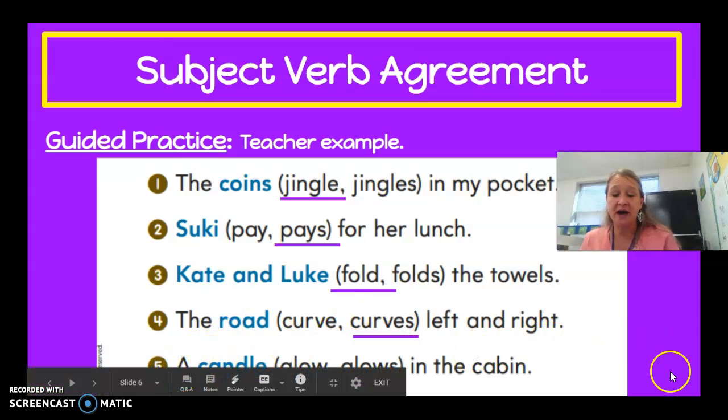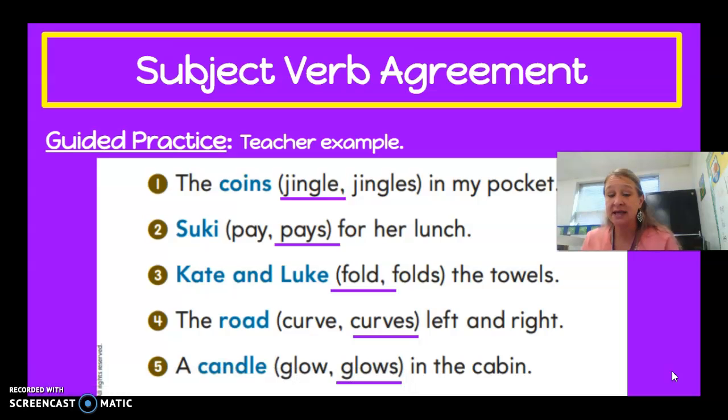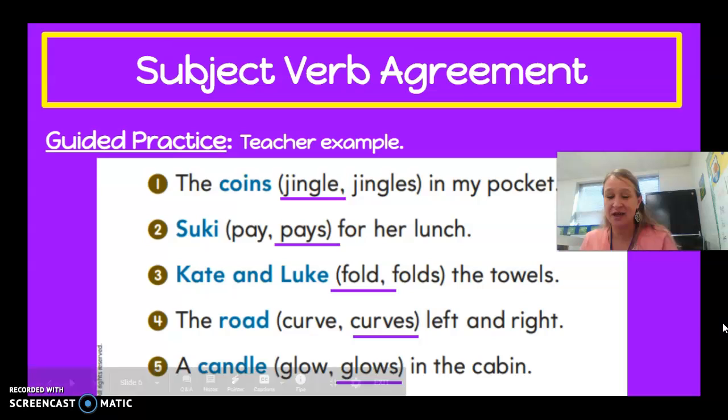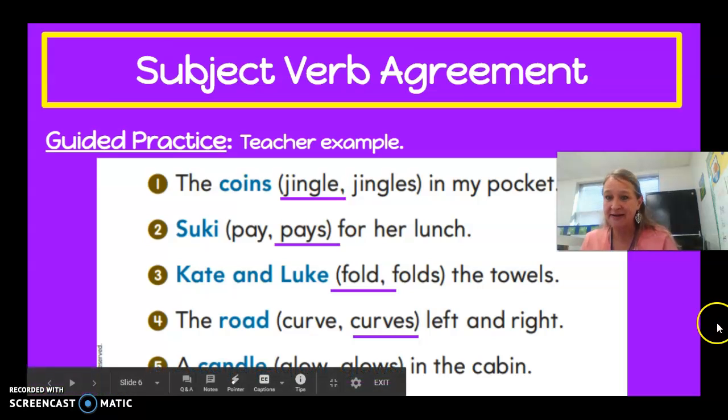What about number 5? The candle glow in the cabin or the candle glows in the cabin? Is it one candle? Is it singular? Then we have to add an S. The candle glows in the cabin. Very good. My trick helped you.